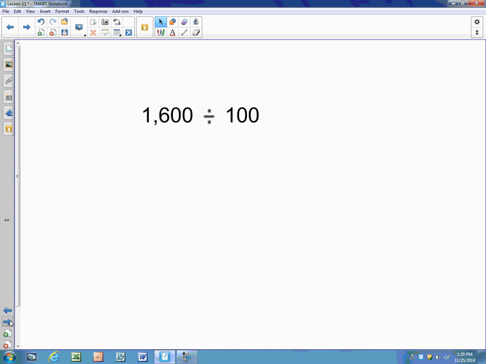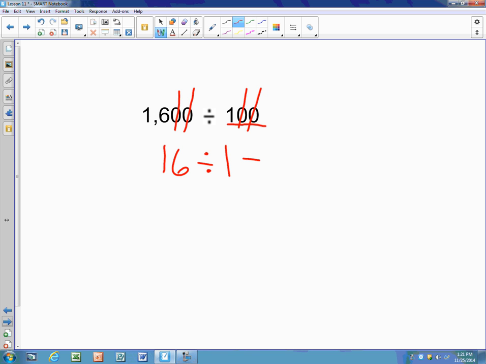Next example. Here we go again. We look at our divisor. Our divisor has 2 zeros, so I cross them out. So I cross off 2 in my dividend, and I rewrite what's left, which is 16 divided by 1, and that gives me an answer of 16.